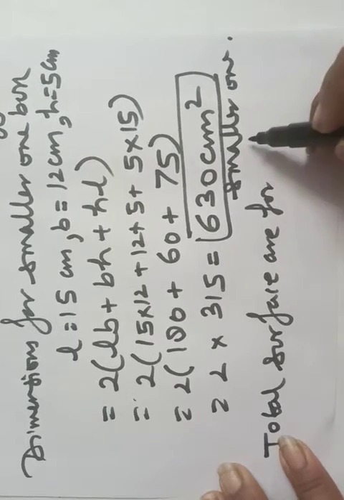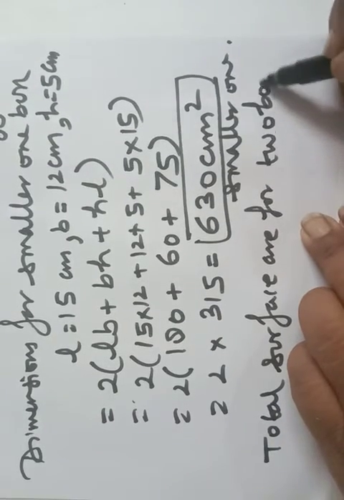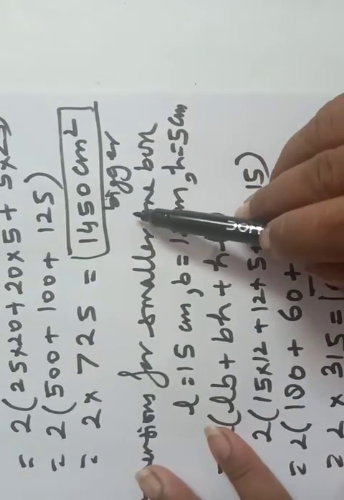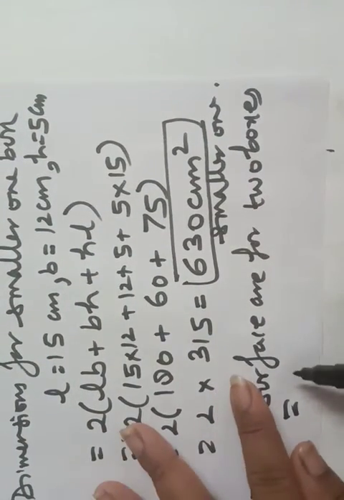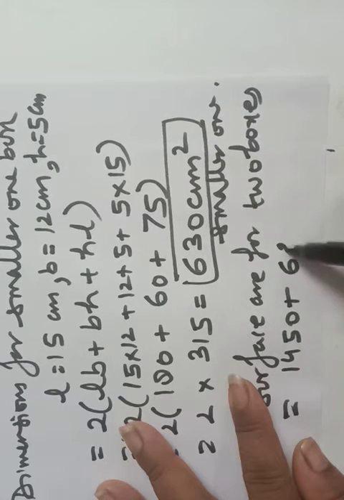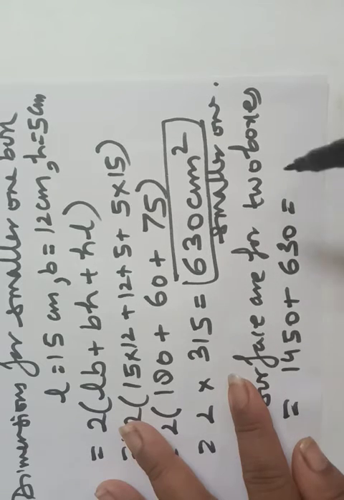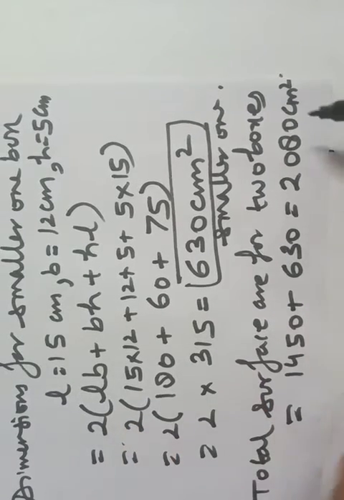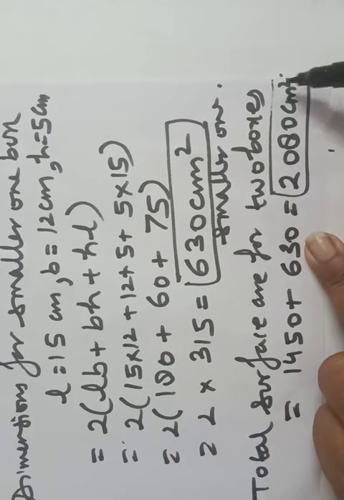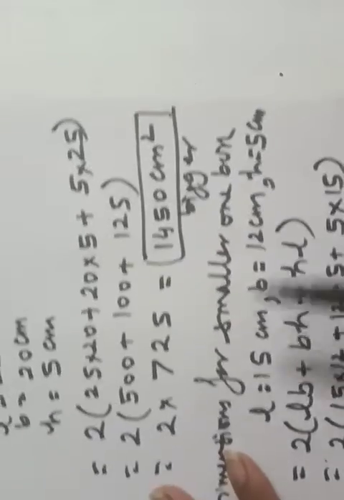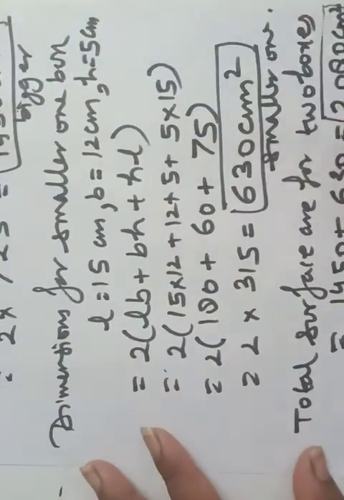Area for two boxes, the bigger one and the smaller one. So what we will do, we will add the surface area for the bigger one, that is 1450, plus the smaller one, that is 630. So we get 1450 plus 630, that is equal to 2080 centimeter square. This is the total surface area after finding the surface area for the bigger box and for the smaller box.